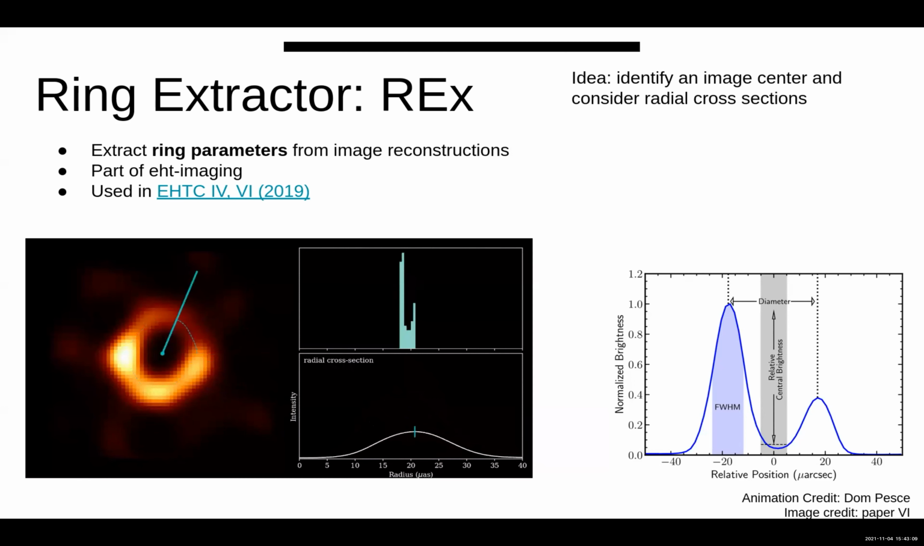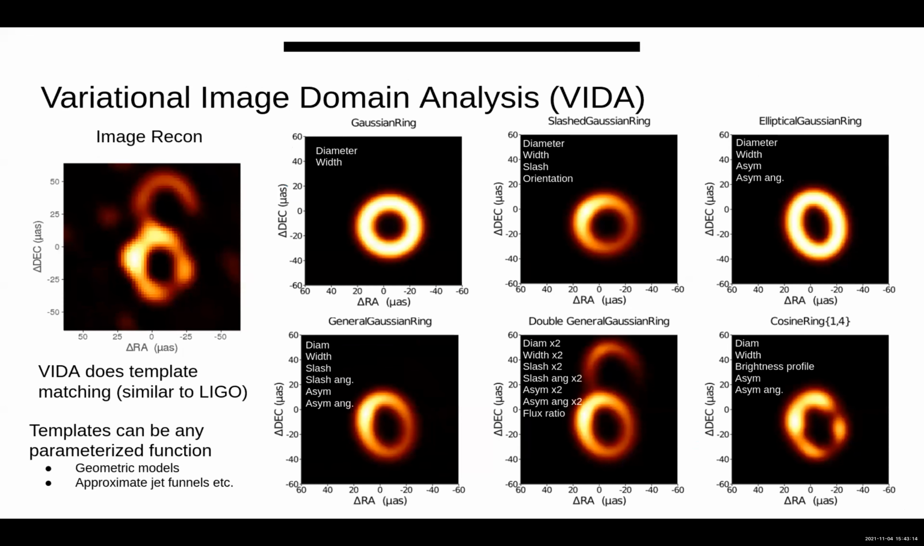The other main tool that we have for this, if you go to the next slide, Razieh, is VIDA, or Variational Image Domain Analysis. And what this does is it takes a little bit of a different approach. This works with any image structure, and it does template matching. So if your image reconstruction looks like the image on the left, this so-called double ring, you may be interested in a number of different things.